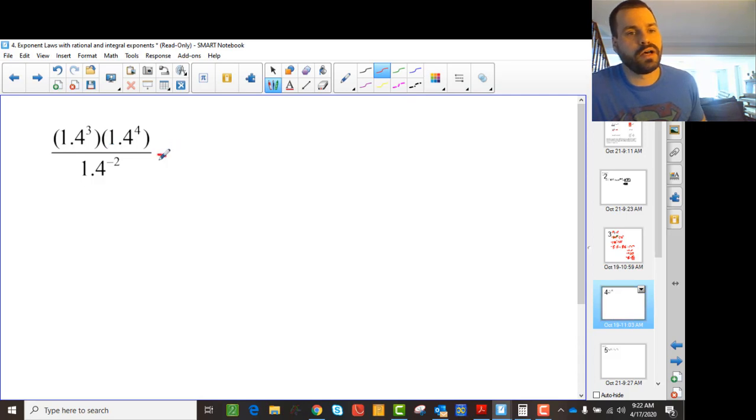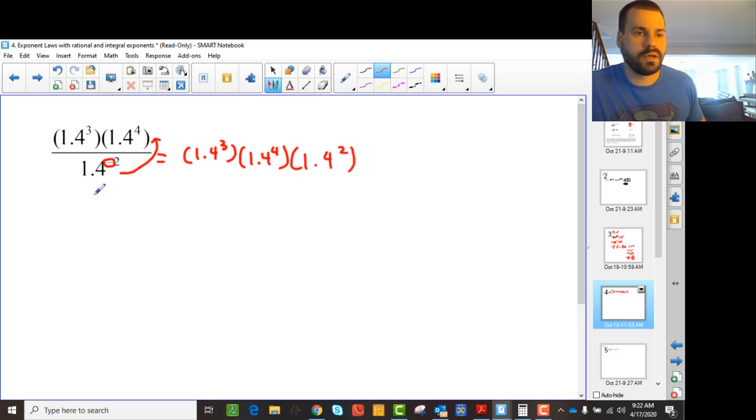We're going to, first of all, I'm going to notice that this power is negative. Okay, so what's going to happen is you're going to basically just flip the base so that whatever is, if it's in the denominator, it's now going to be in the numerator. Okay, that's sort of a quick shortcut in terms of doing that. Okay, technically what you're doing is you're doing this. You're doing 1 over 1.4 squared. Okay, and then you have the 1.4 cubed and the 1.4 to the fourth.